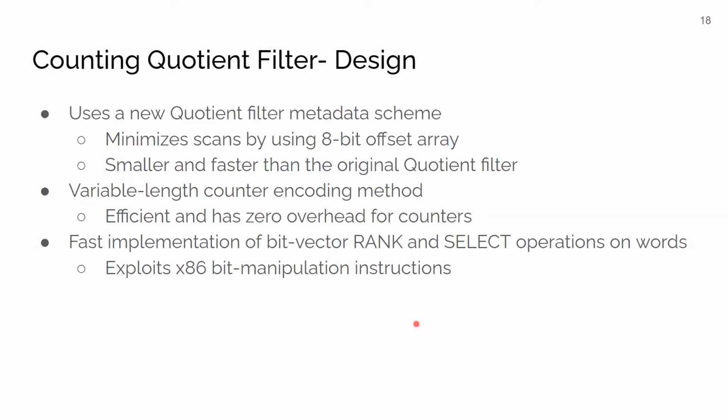Let's look at the design of the counting quotient filter. It uses a new quotient filter metadata scheme. It minimizes the scans by using an 8-bit offset array. The metadata scheme is smaller and faster than the original quotient filter. It uses a variable length counter encoding method. It is efficient and has zero overhead for counters. It also uses a fast implementation of bit vector rank and select operations on words by exploiting x86 bit manipulation instructions.